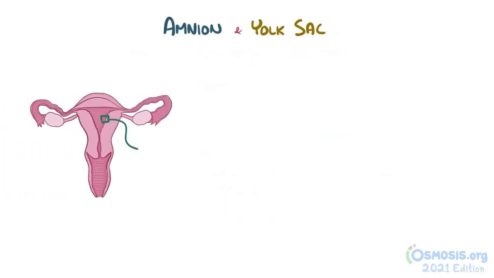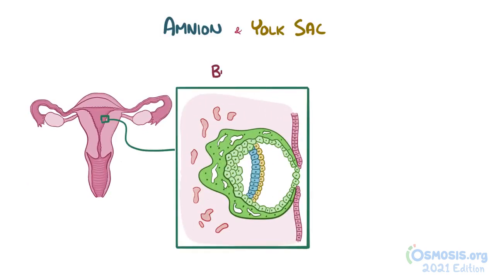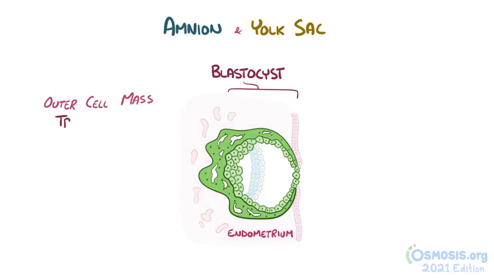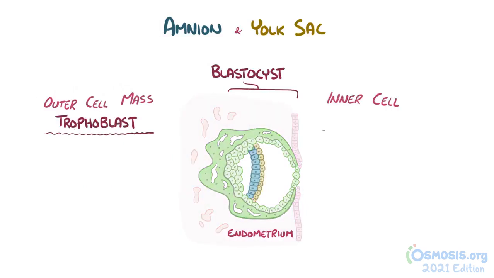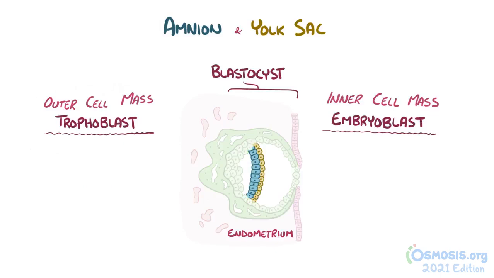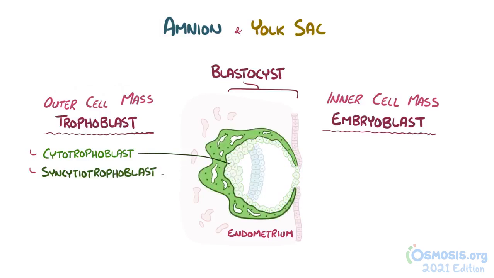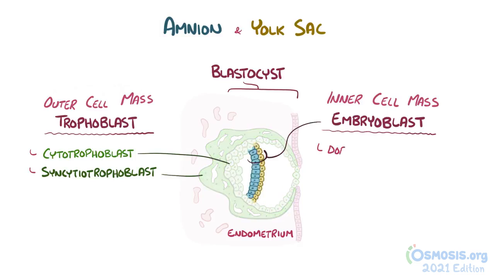At the beginning of week 2, the embryo is not quite an embryo yet. It's just a blastocyst. And the blastocyst is partially embedded in the endometrium of the mother. The blastocyst has two parts, an outer cell mass called the trophoblast, and an inner cell mass called the embryoblast. The trophoblast is divided into the cytotrophoblast, which forms the wall of the blastocyst, and the syncytiotrophoblast, which is outside the wall and invades the uterus. The embryoblast is a bilaminar disc, with a dorsal epiblast layer and a ventral hypoblast layer.